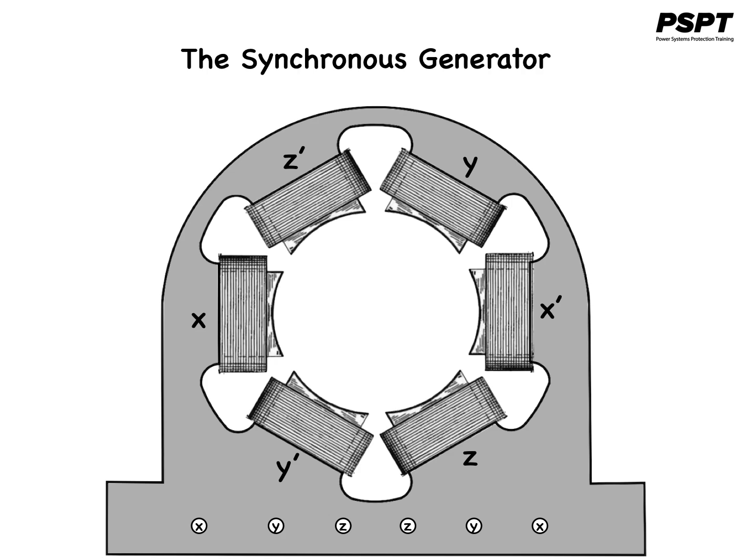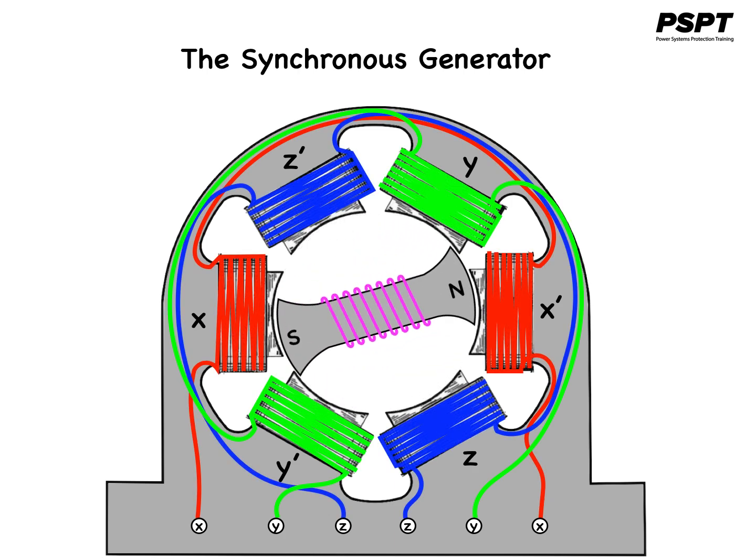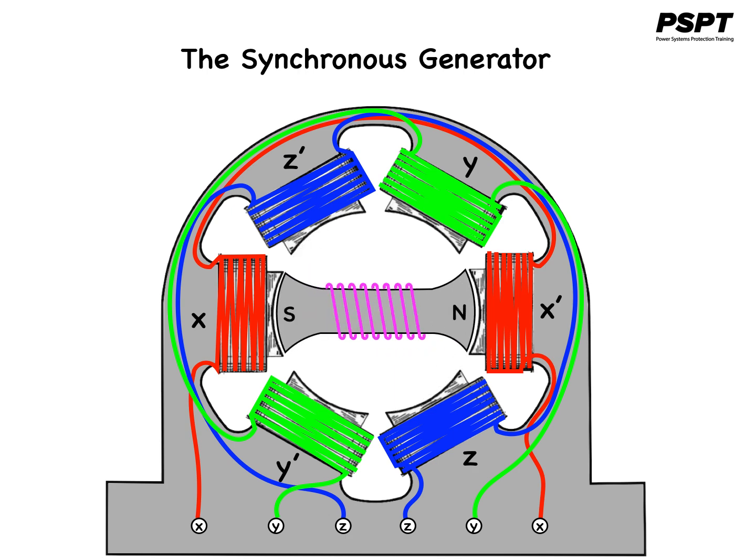In a synchronous generator, the rotor magnetic field is produced either by a permanent magnet or by applying DC current to a rotor winding to create an electromagnet. The rotor of the generator is then turned by the prime mover, producing a rotating magnetic field within the machine. This rotating magnetic field induces a three-phase set of voltages within the stator windings of the generator.